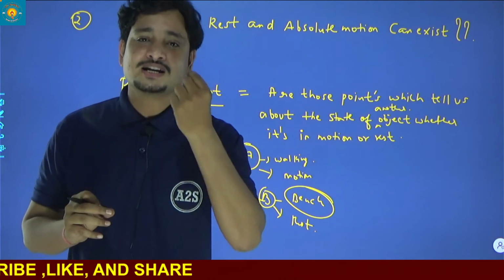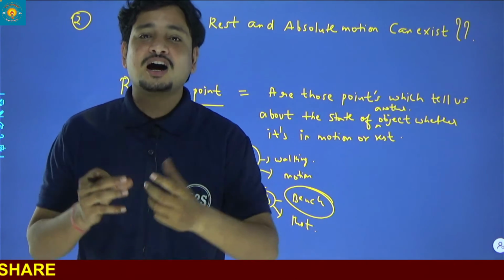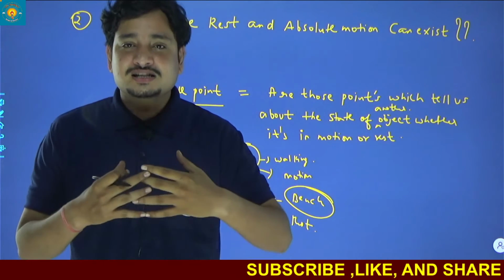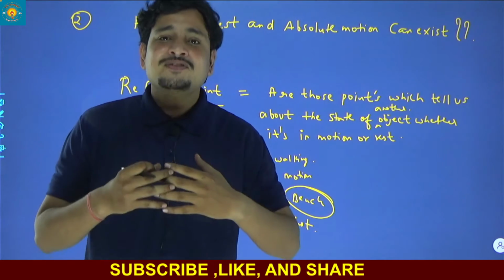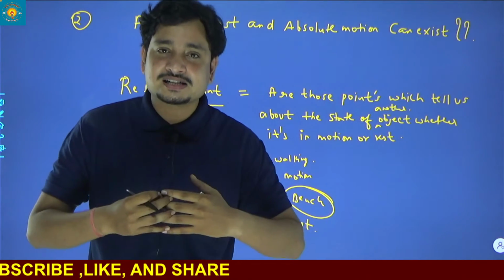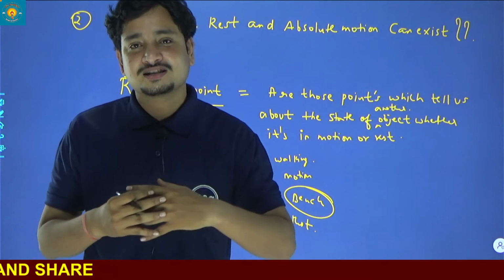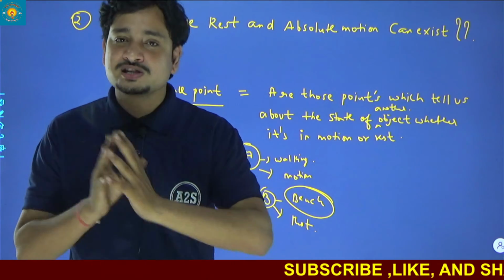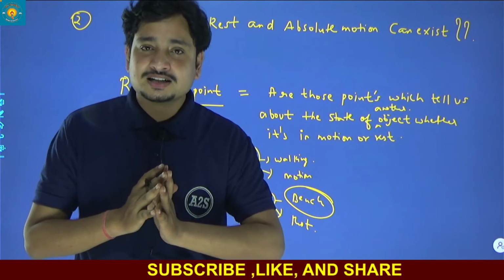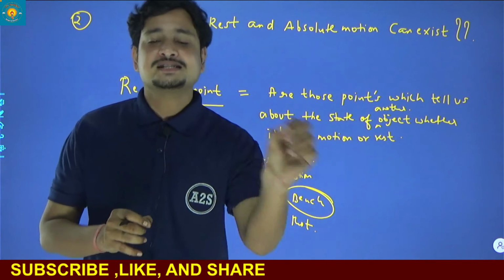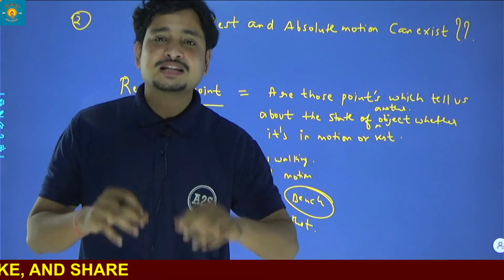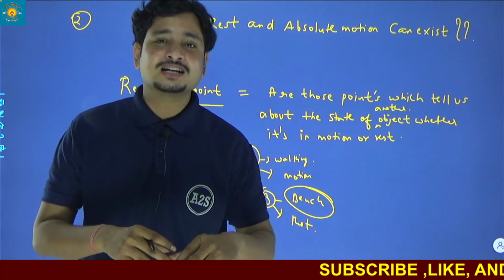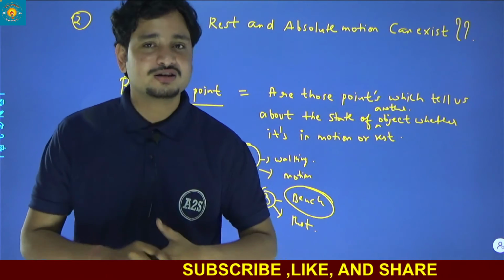If there is not any body in the state of rest, how can we say that absolute rest can exist? Clear? So if absolute rest does not exist, how can absolute motion exist? Because before that we studied that rest and motion are related to each other. Clear? So a reference point does not exist in the universe, so absolute rest does not exist. Clear? For that, absolute motion also does not exist.